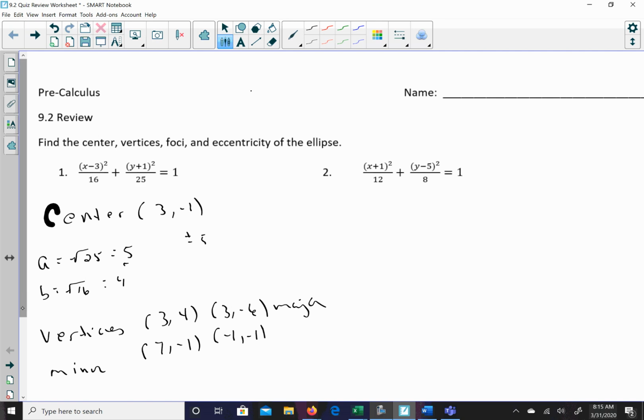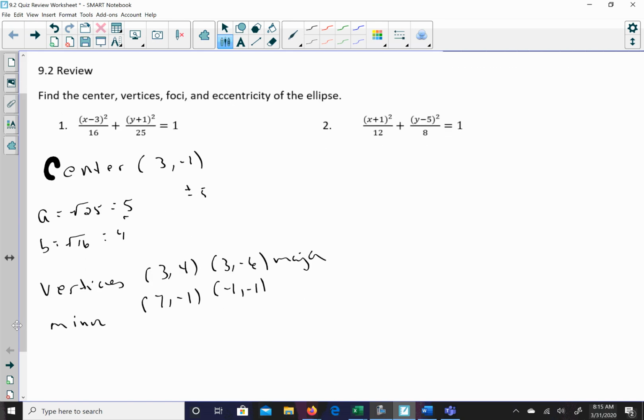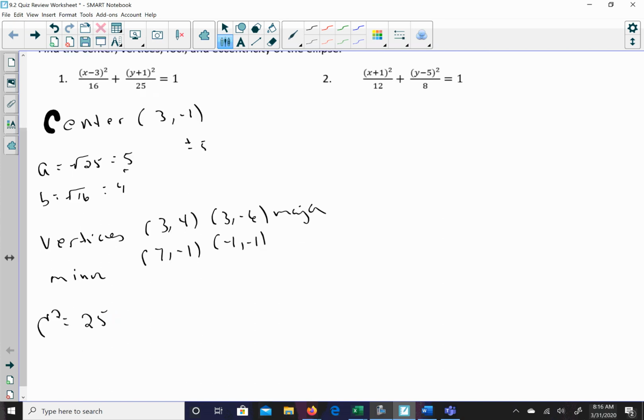The foci, in order to identify the foci, I have to find my c. So remember, c squared is equal to a squared, which is 25, minus b squared, which is 16. When I subtract those two, I get 9, take the square root, and c is equal to 3. So to find my foci, I'm going to add and subtract that 3 to the major, which in this case is the y. So I'm going to have 3, the x coordinate will stay the same, and then -1 plus 3 will be 2, and then -1 minus 3 will be -4, and those are my foci.